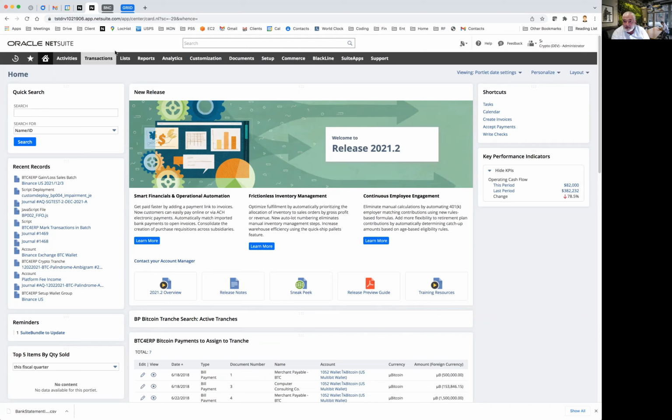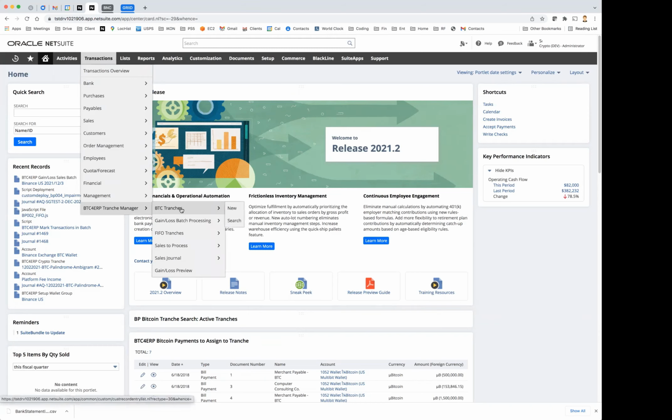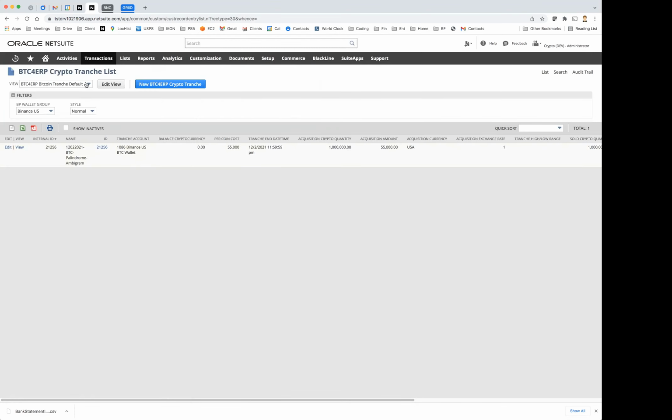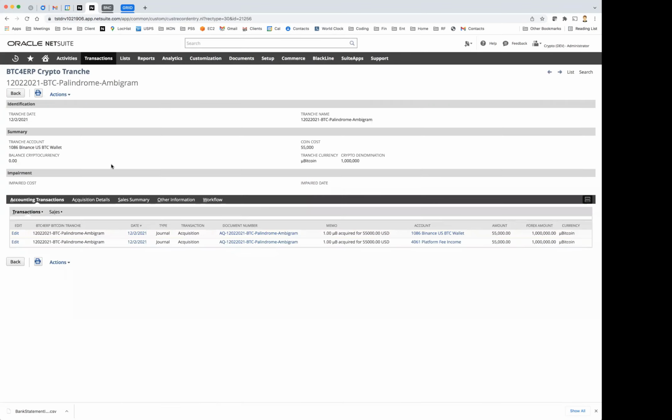The concept here is what we call a tranche. When I look at my tranches, I've just created a view here, right? Typically, we have active tranches and closed tranches. And this one is actually a closed tranche because the balance is 0. So let me go into the tranche and show you a little bit.